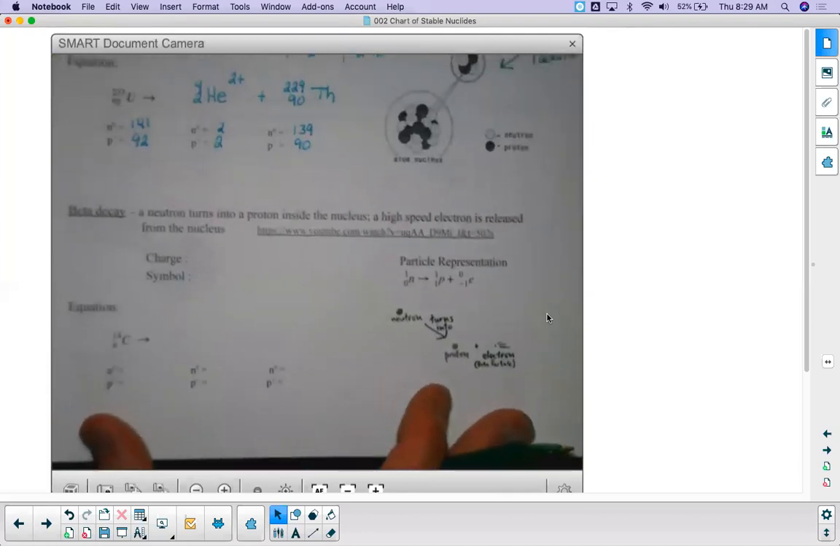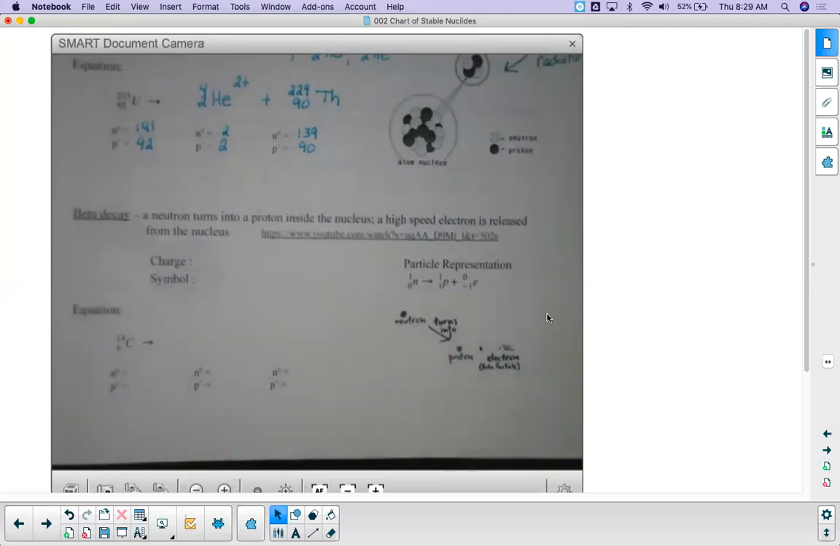The next type of radioactive decay is called beta decay. In beta decay, this one is super strange. Inside the nucleus, a neutron turns into a proton and emits an electron. Now, this is a weird thing to think about. What this is saying is that a neutron is actually a proton and electron stuck together. But if you think about it, that's a conceivable situation.